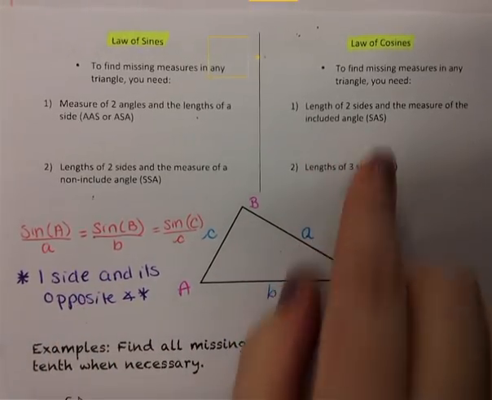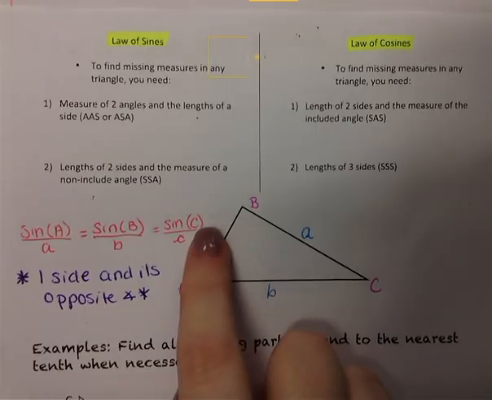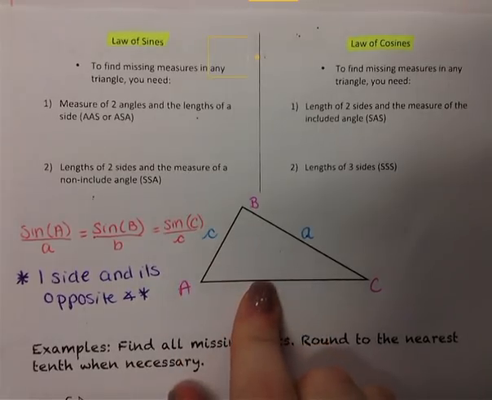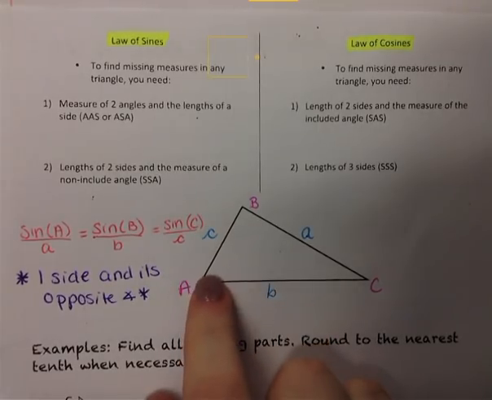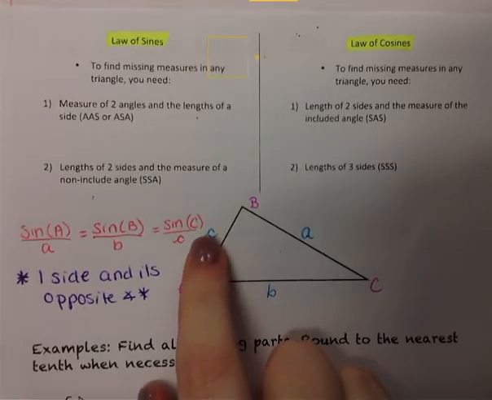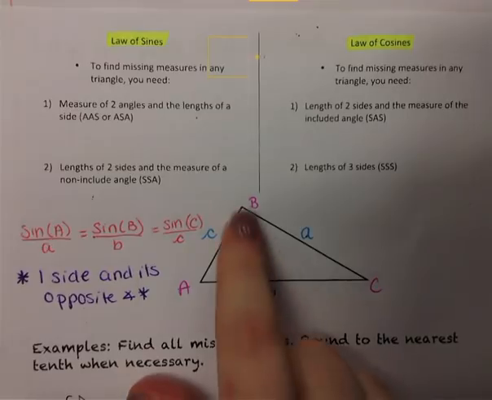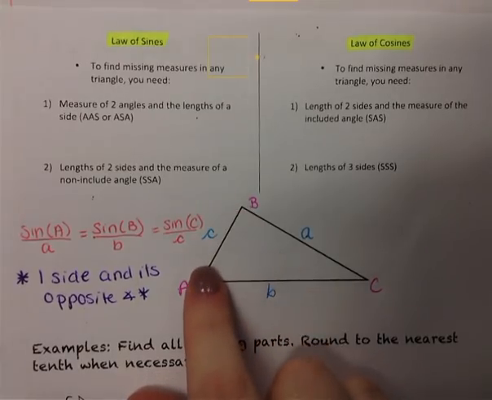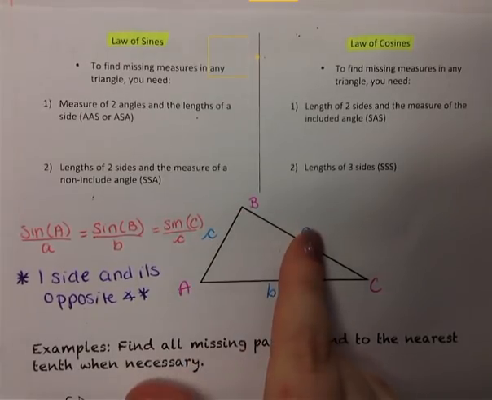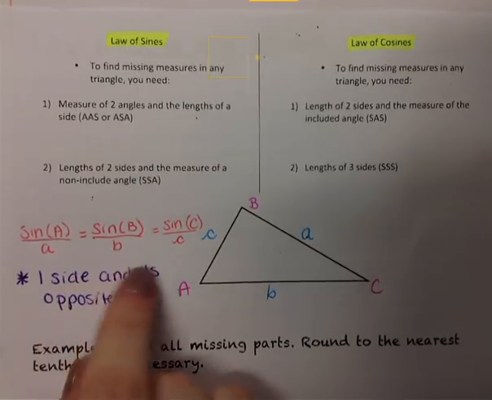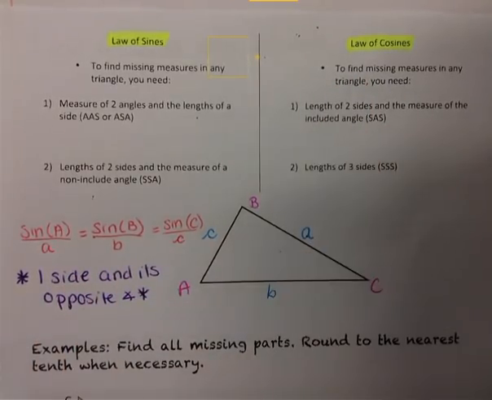So if we have two sides, side C and side B, and the included angle, which is here, if I have little c, I don't have big C. If I have little b, I do not have big B. I would have big A, but I do not have little a. So I do not have a side and its opposite angle, which is why I would use cosines.